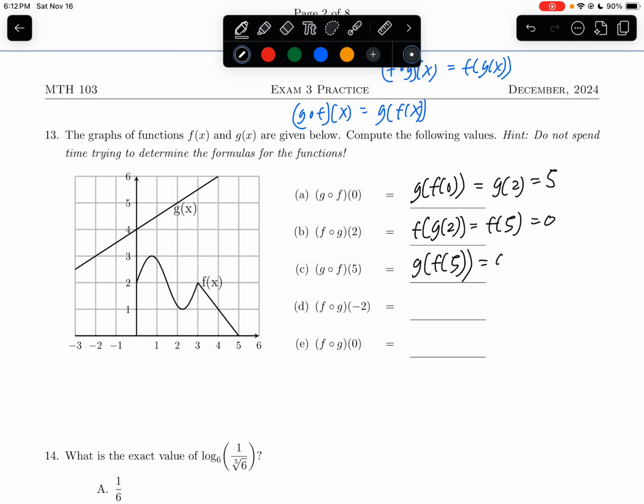F of 5 we just found was 0. Of course, you could look back at the graph. That's totally fine. It's just we did it in part B. And then we want g of 0, and g of 0 is this value here at 4. And then negative 2. So then f of g of negative 2. G of negative 2, I look at the graph, and I'm up here at 3, and so this is f of 3, and f of 3 is 2.